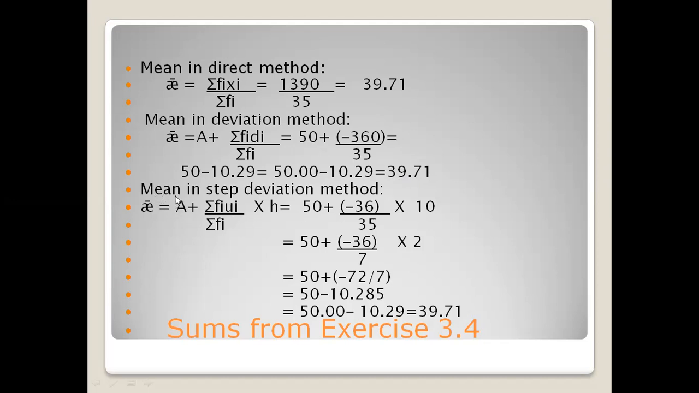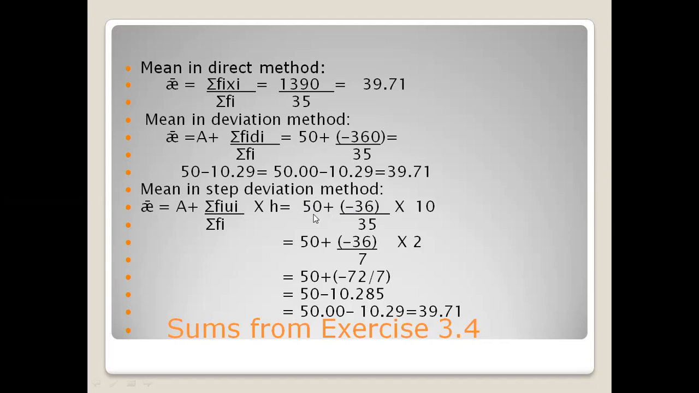Now the third one is mean in step deviation method. The formula is x bar is equal to a plus sigma fi ui by sigma fi into h. That is equal to 50 plus sigma fi ui value, minus 36, and sigma fi value is 35, into 10. Children, I am telling you once again, because when we corrected your assignment, we found so many silly mistakes which are done by you. That is, you are cancelling this 50 and this 35. This is totally, completely wrong, because between them plus is there.